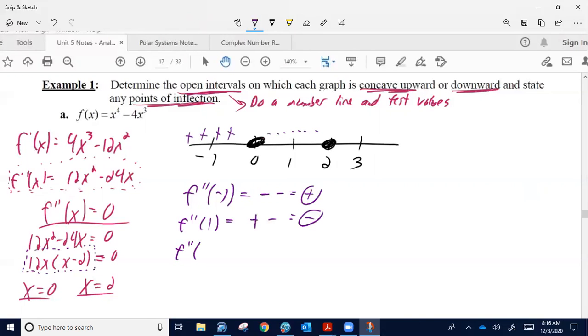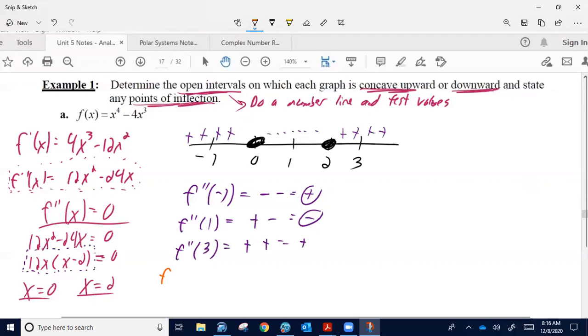If I test out f double prime of 3, we're going to get 12 and 3 is a positive. 3 minus 2 is a positive. That makes a positive number. So because of that, we know f of x is concave up from -infinity to 0. This first section, positive is concave up. Also concave up from 2 to infinity. It is concave down from 0 to 2.